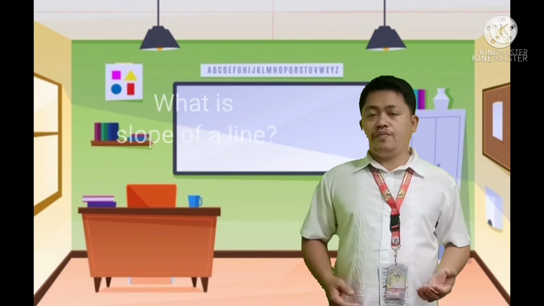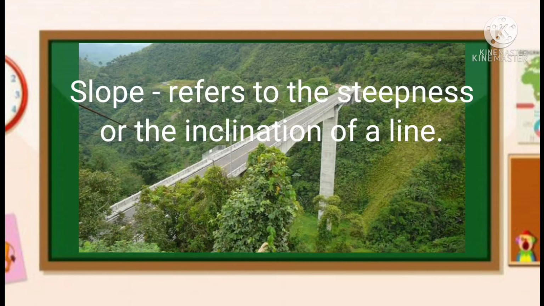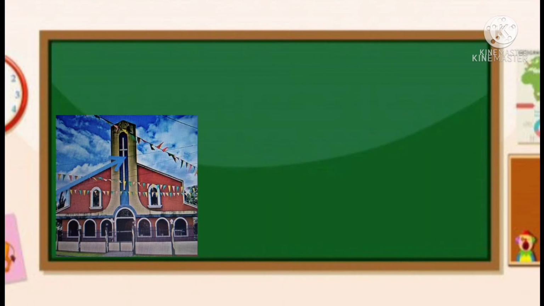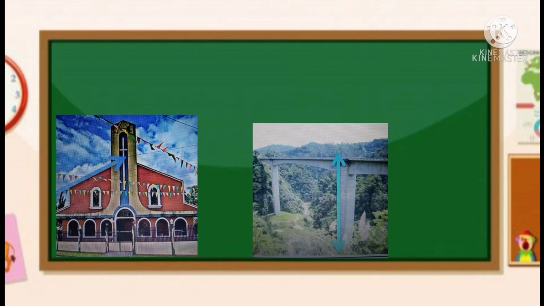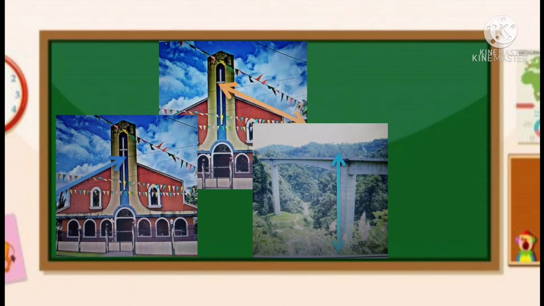There are lines with slope and there are also lines without slope. What is slope of a line then? When we say slope, it refers to the steepness or the inclination of a line. On these pictures, each steepness was labeled by a line.